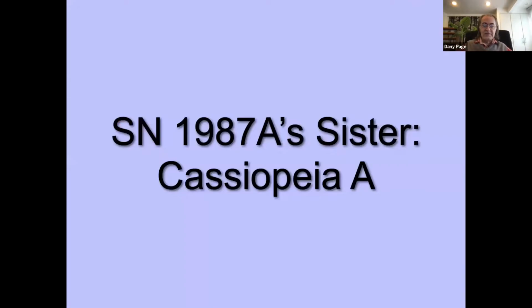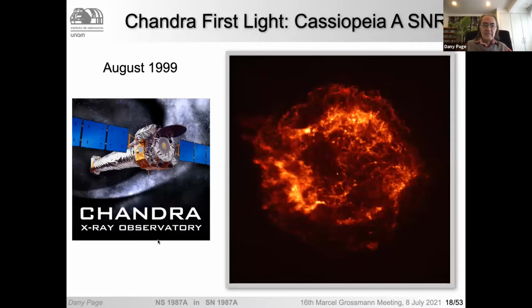So let me look at the sister of 1987A, which is Cassiopeia A. That's the remnant observed in X-ray by Chandra. At the first light of Chandra, in August 1999, they found the neutron star. Right in the center, not exactly in the center, but almost in the center of the explosion, there's a neutron star. It is not a pulsar. It doesn't have a synchrotron nebula. It's just a blob of hot matter that emits X-rays with a temperature of about 2 million Kelvin and nothing else.